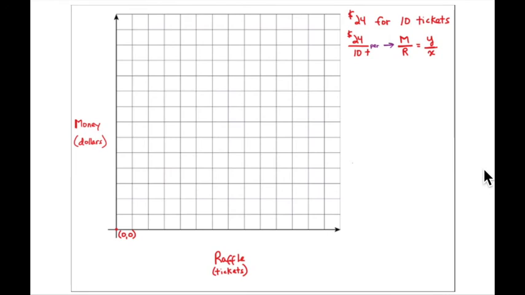This is problem number 2. And in this problem, you're given the information that you're selling raffle tickets. And in this case, you sell 10 raffle tickets and you make $24. So based on that information, you're supposed to construct a graph.